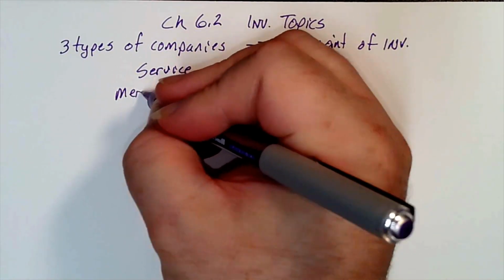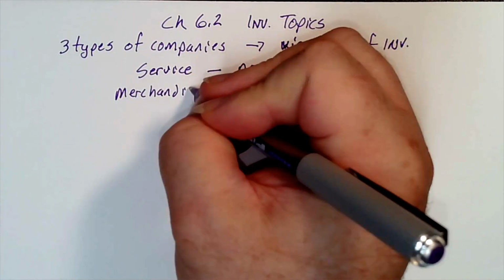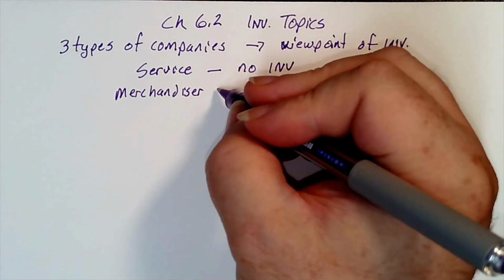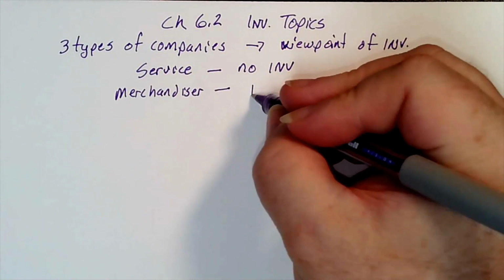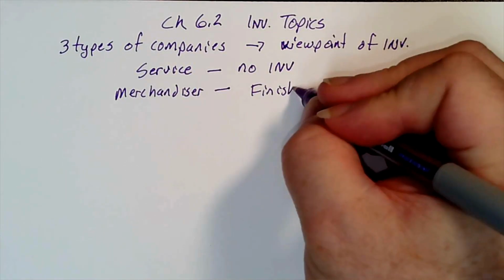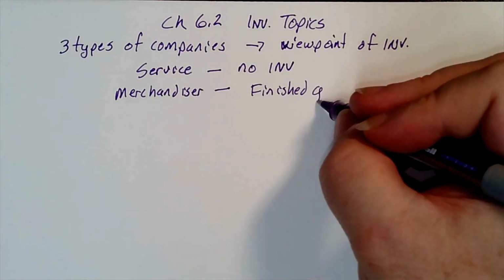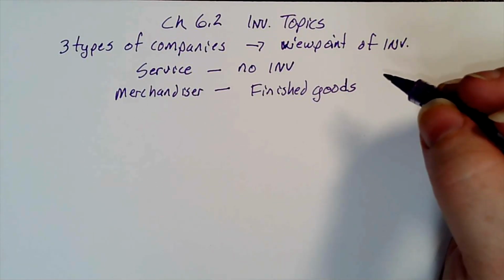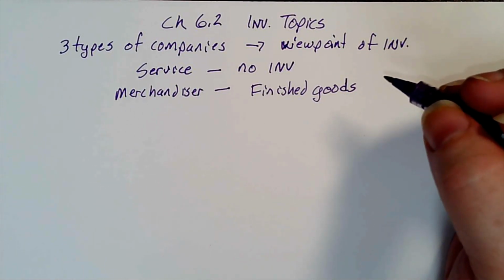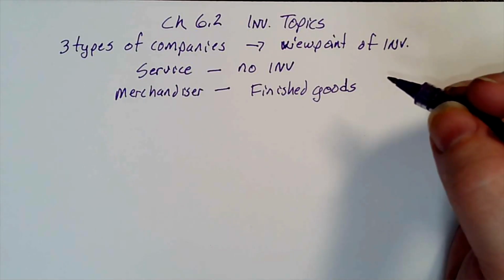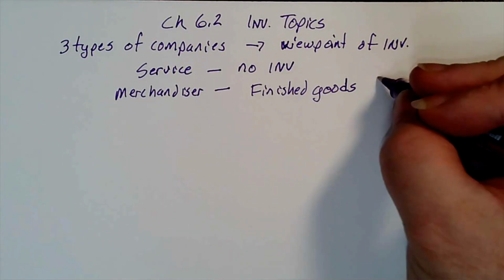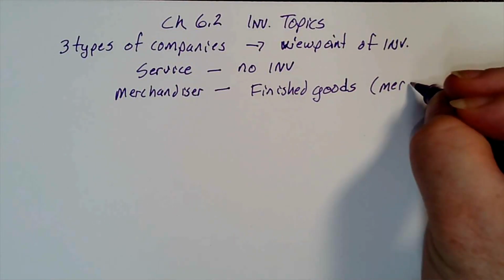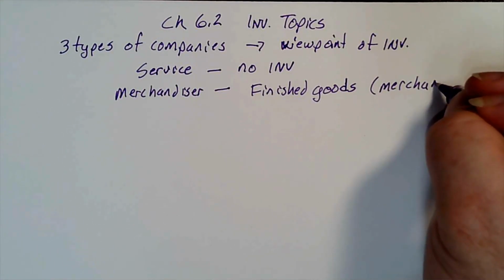Merchandiser, which is what we study for the most part in Principles 1, only has what we call finished goods. They buy things and they resell them without changing them. In other words, they buy something from a wholesaler, they don't change it, they just slap a sticker on it and put it on the shelf. This book also calls these merchandise goods, which is fine.